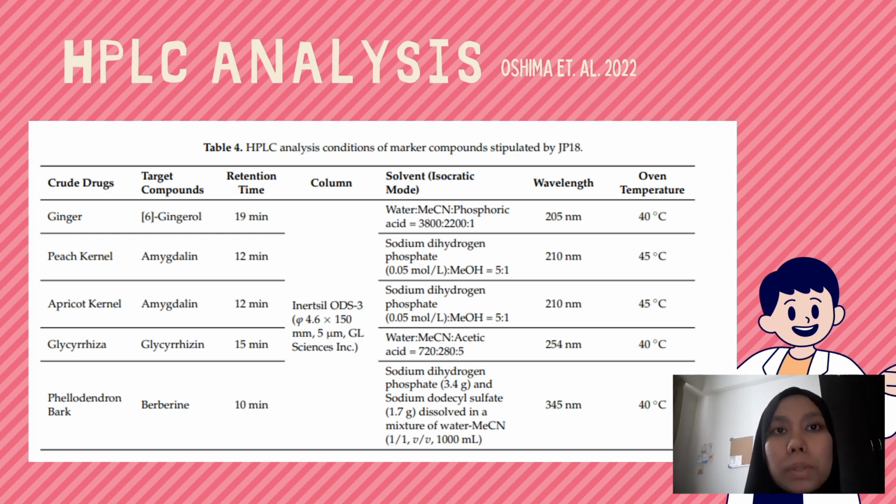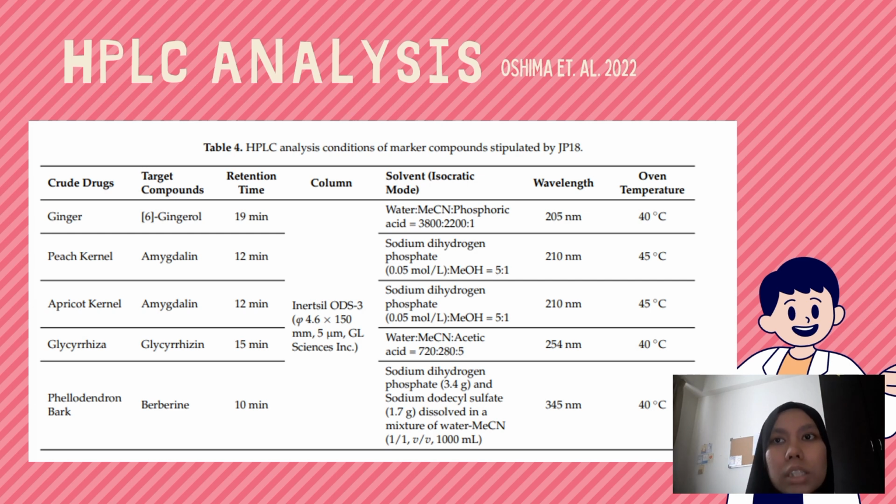From the result obtained from the HPLC analysis, we can conclude that the ginger has a longer retention time than the other crude drug, which means it is strongly bonded to the stationary phase. And for the phellodendron bark, it has a shorter retention time than the other crude drug. This is because it is weakly bonded to the stationary phase, so it will elute first with the mobile phase.